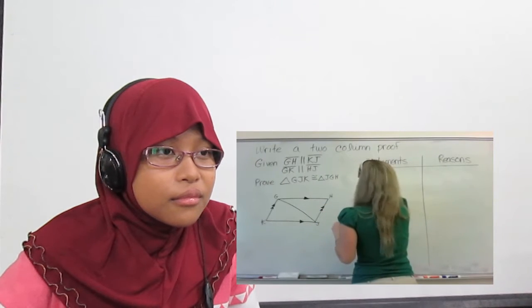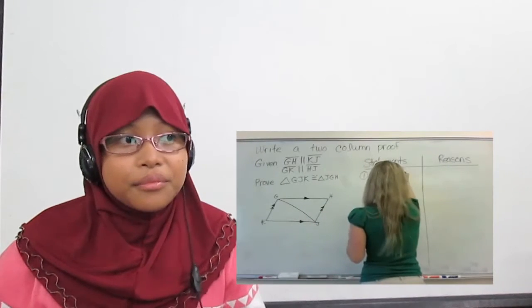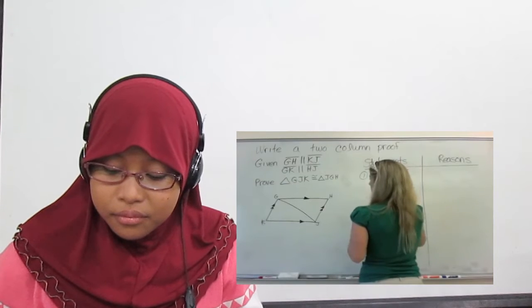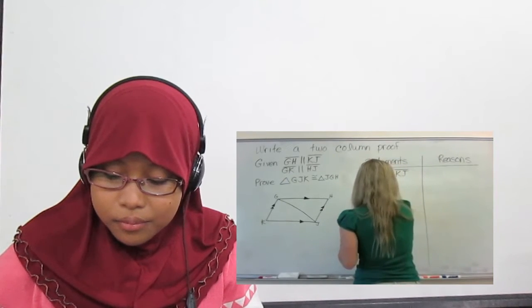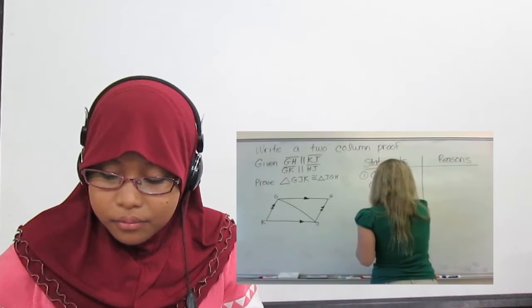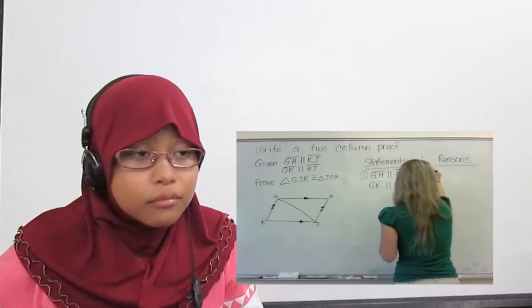So GH is parallel to KJ. And the other one is that GK is parallel to HJ. And that is given.